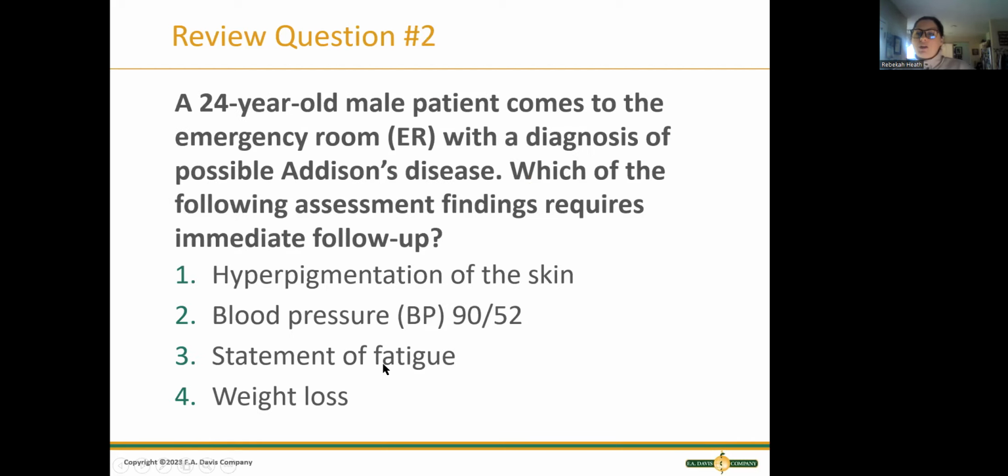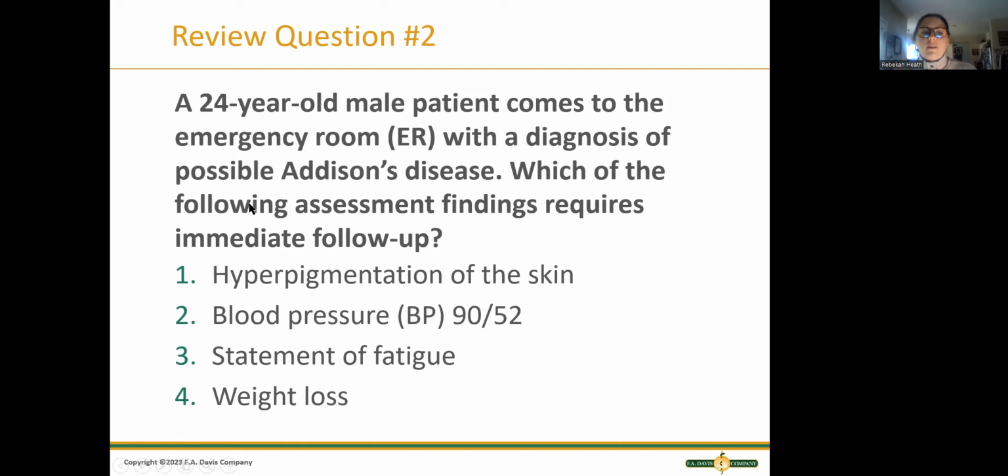Now there's a question. A 24-year-old male patient comes to the ER with a diagnosis of possible Addison's disease. Okay, we haven't talked about Addison's disease yet, so let's use some of our test taking skills. Which of these assessment findings require immediate follow-up? Let's just say we're taking a test and going, I don't even know what Addison's disease is. But there are clues in this question that will let us know how to choose the right answer.